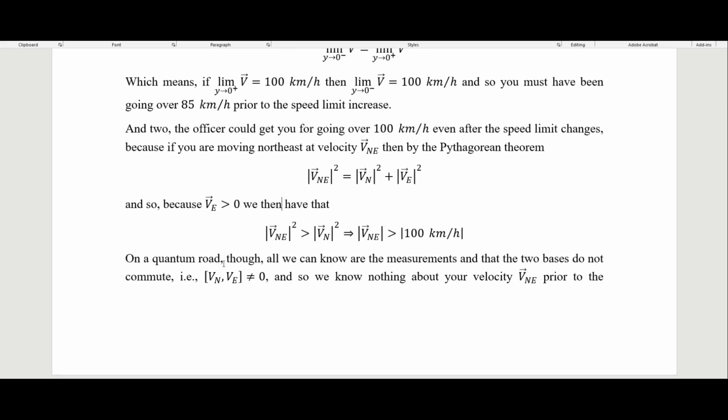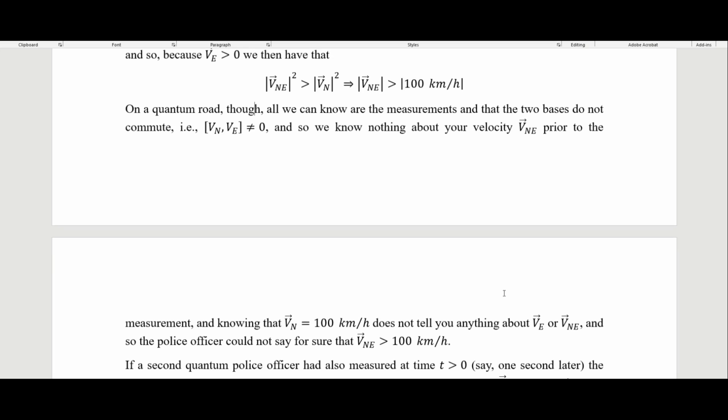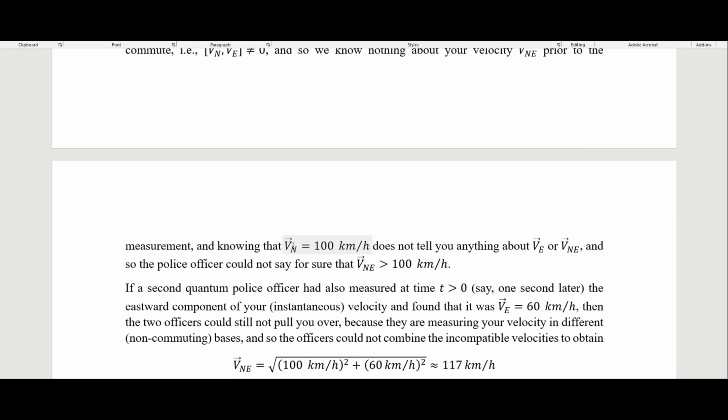But on the quantum road, all we know are the measurements, and that the two bases do not commute. And so the component of your velocity in the north direction and the component of your velocity in the east direction do not commute with each other. And so just given your northward velocity, we know nothing about your velocity in the northeast direction prior to the measurement. And knowing that your northward velocity was 100 kilometers per hour does not tell you anything about your velocity in the east or the northeast direction.